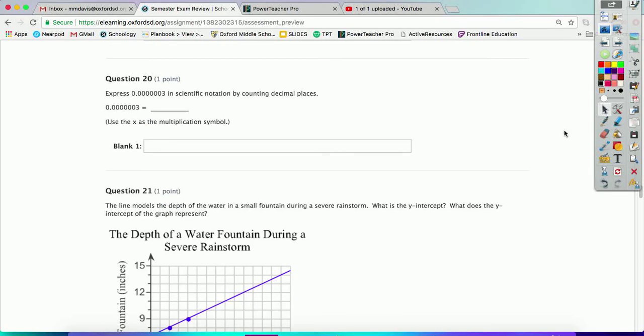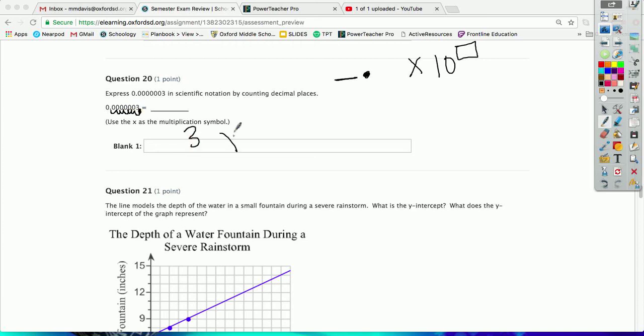All right, and number 20, you are converting back to scientific notation. Remember, the rules state that you have to have one non-zero digit in front of the decimal, and then it'll be times 10 to some power. So I'm going to move this 1, 2, 3, 4, 5, 6, 7 places to the right. So 3 times 10 to the -7. If I go to the right, it's going to be negative. If I moved it to the left, it would have been a positive exponent.